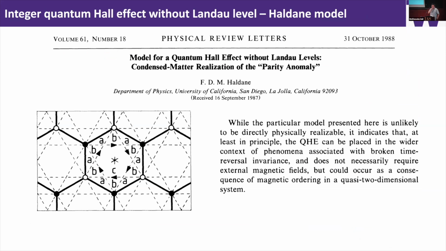So there are a lot of ideas along these directions. The one I'm going to highlight is from Duncan. Duncan proposed this toy model, now known as the Haldane model, showing how you can realize the quantized Hall effect at zero magnetic field. Here you have these honeycomb-like structures, and by introducing these imaginary next-nearest neighbor hoppings, it's possible to realize this quantized Hall effect.